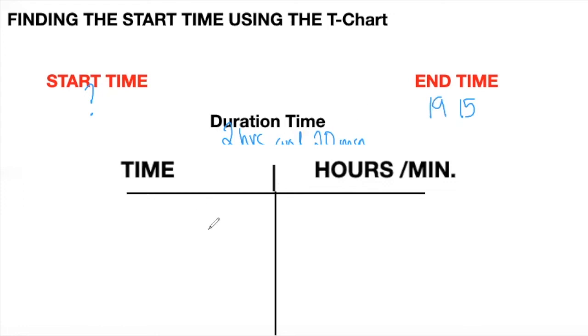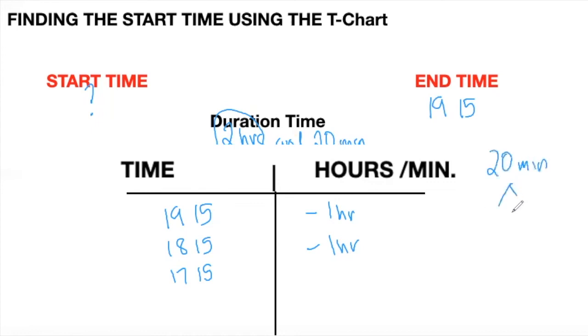First, let's try the 24-hour format, 1915. And then we have a duration of 2 hours. So we can subtract 1 hour. That gives us 1815. And another hour to give us 1715 hours. Then we have 20 minutes to deduct from our time. But if you notice, we only have 15 minutes here. So we can cut this into two parts. The 20 minutes can be written as 15 minutes and 5 minutes.